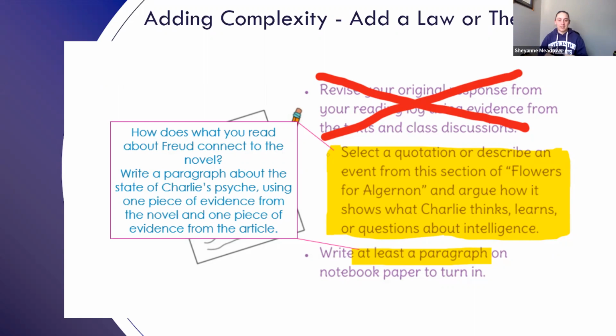The students that I taught, they loved it though. They were really into the psychological side of it, but it really does stretch their thinking, and it's hard. It takes them time. So that is just one example of how adding a law or a theory to your existing lesson plan makes it much more complex for those high ability students.